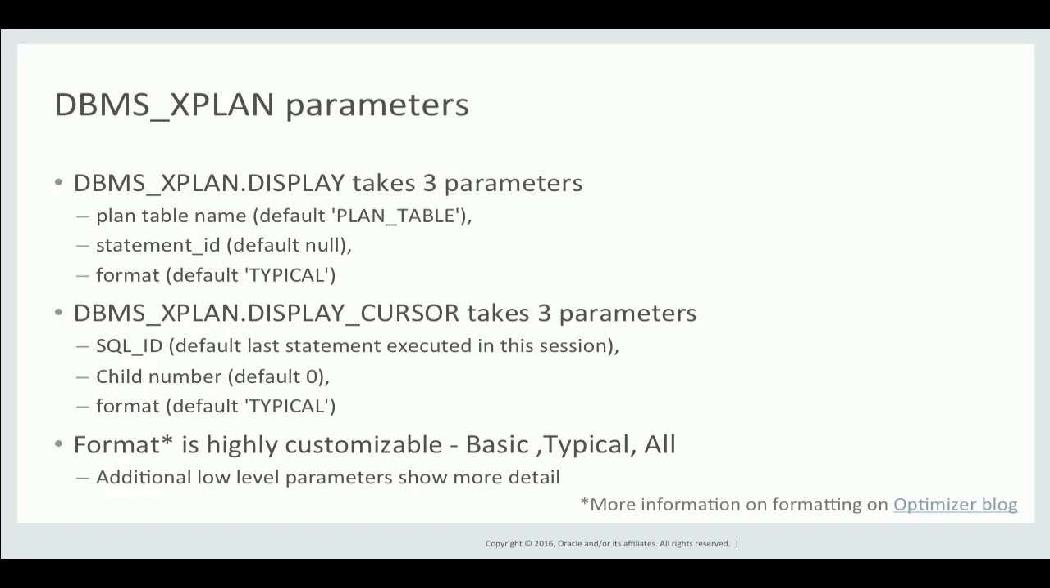Now, why would I have multiple children? The stage whispering on the far side of the room is because you've got bind variables, and if you're peeking those binds, we may actually come up with different execution plans for the different bind variables. Started in 11g, this ability to have different plans for different bind variables. So you may have multiple children. By default, it's 0, which is the first one, but if you've got multiple execution plans for a given SQL statement, you might want to look at different child numbers.